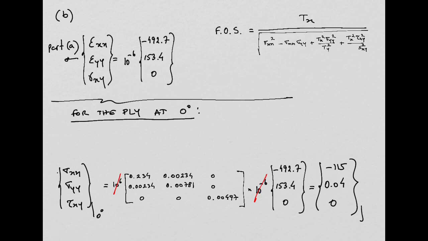So you can put this 0 degrees, so we know which ply we are talking about. We need to do the same for the ply at 60 and the ply at minus 60 degrees. Maybe I can copy this whole thing because the strain is going to be the same.